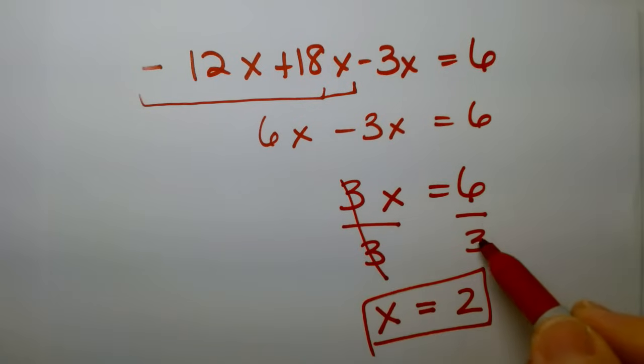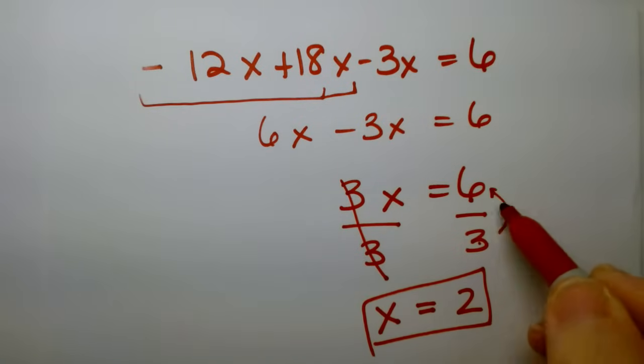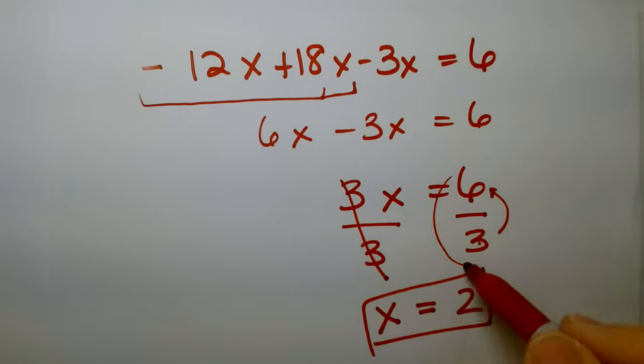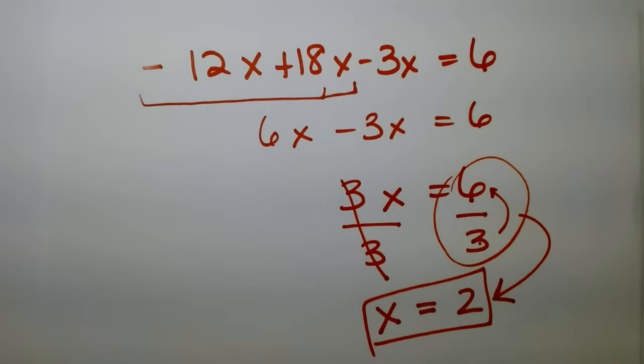This goes to 1. 3 goes into 2. Oh, I'm sorry, 3 goes into 6 two times. So this 6 over 3 reduces to 2. Good. All right, I have another one. You ready for another one?